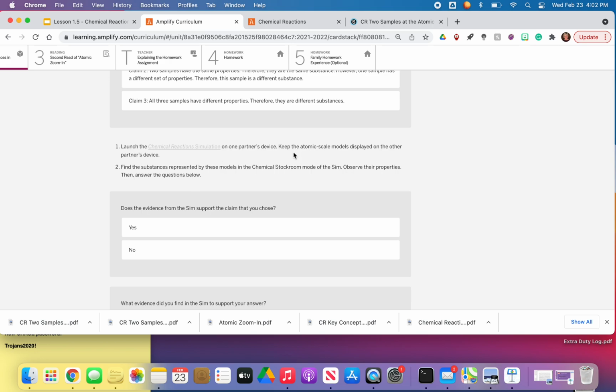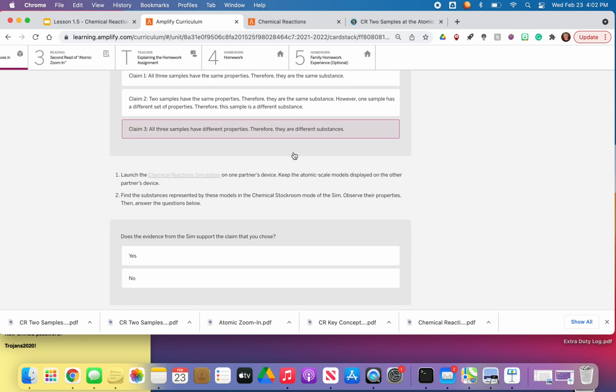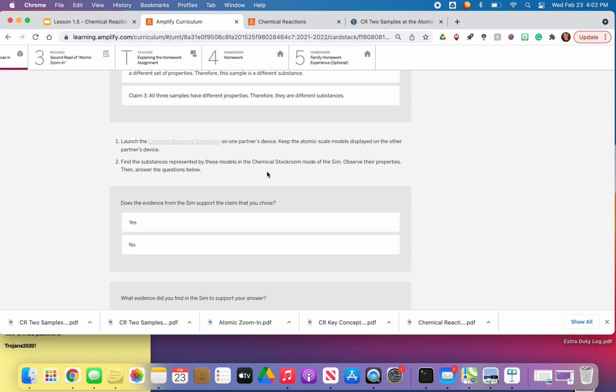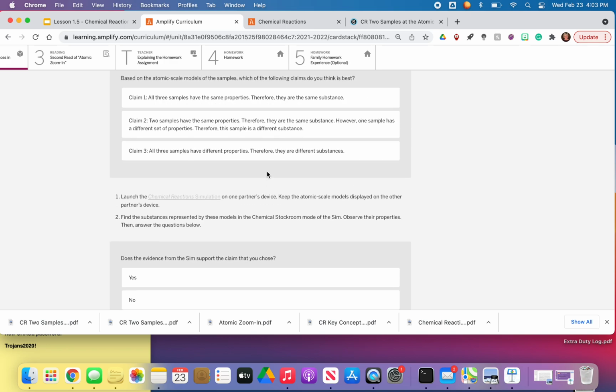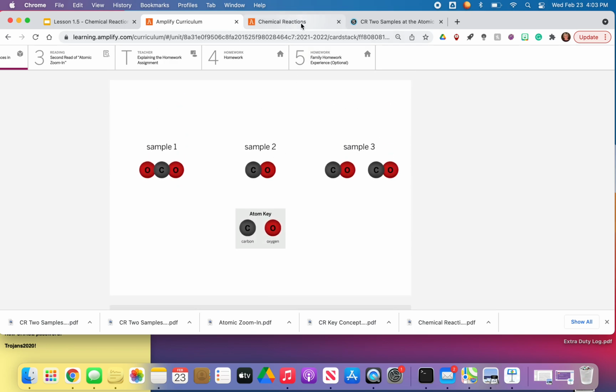So the atomic scale models are displayed. They're right here, and I'll let you guys keep looking at those. And then you need to find the substances represented by these models in the chemical stockroom mode of the sim. Okay, so I'm going to keep this here. You guys are in your chemical reactions simulation.